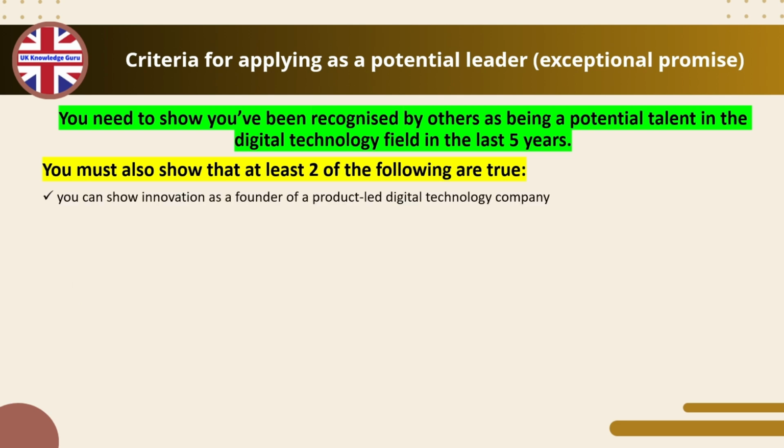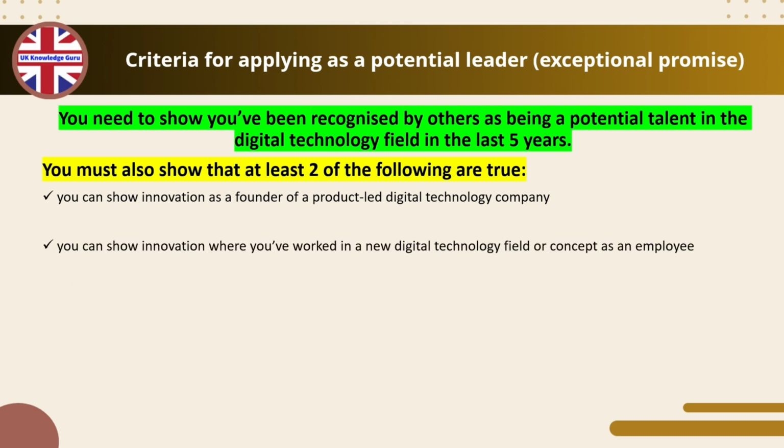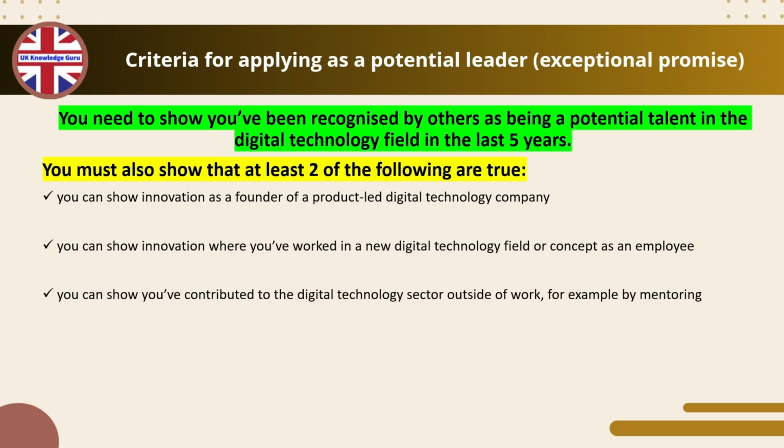Number 1, you can show innovation as a founder of a product-led digital technology company. For example, you are building an app and you are the one who has built it. You have created or built that concept first. Or you can show innovation where you have worked in a new digital technology field or concept as an employee. So for example, you were working for Apple and you designed the watch as an employee. Or you can show you have contributed to the digital technology sector outside of work.